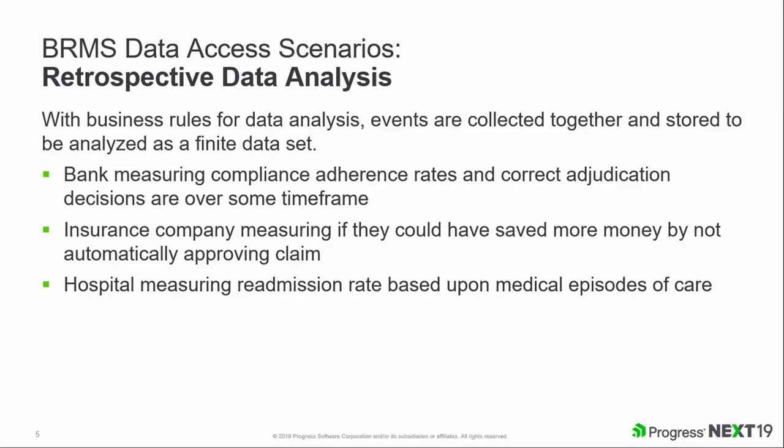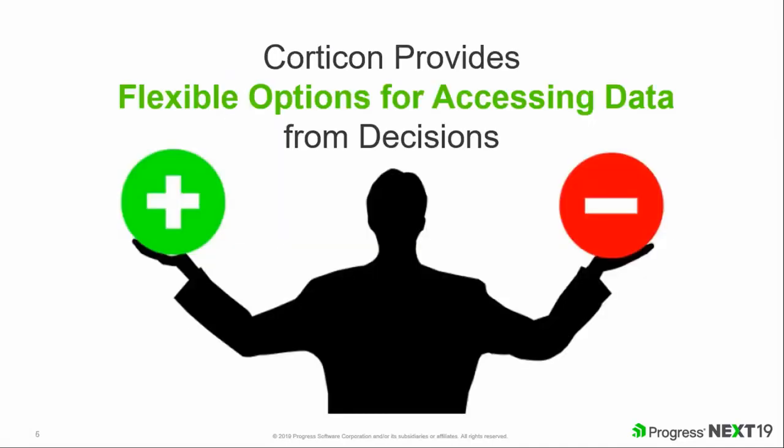So getting to that level where we can model rules, not just for that real-time activity, but to where we can use those rules to really slice and dice into data and identify trends and outliers, that's what's more and more relevant today. So Corticon's provided access to data in a number of ways for quite a long time now.